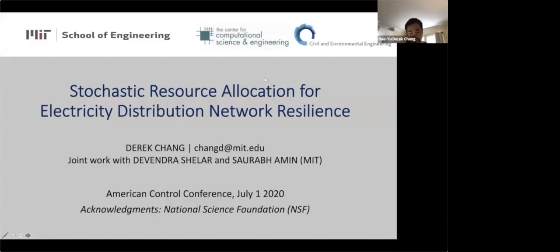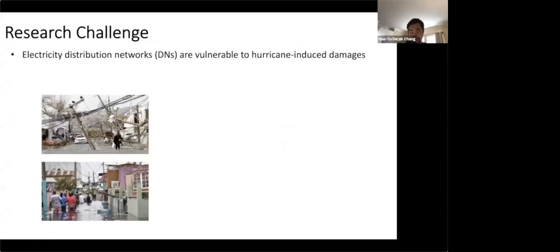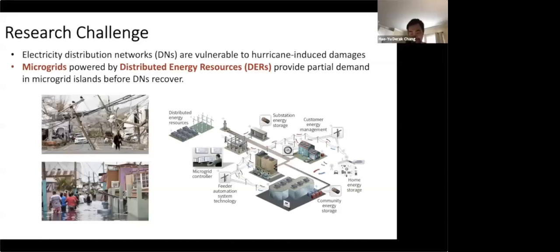Hello, my name is Derek Chang, and today I'm presenting work on stochastic resource allocation for electricity distribution network resilience. This is joint work with Dr. Devendra Shalard and Professor Saurabh Amin. The motivation for our work is hurricane-induced outages in electricity distribution networks, as can be seen in these images of damage after Hurricane Maria. Microgrids powered by distributed energy resources can provide partial demand in microgrid islands within DNs before the system recovers, and thus provide emergency power while the DNs are disconnected from bulk power supplies.